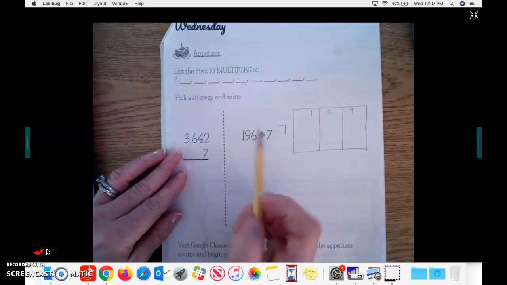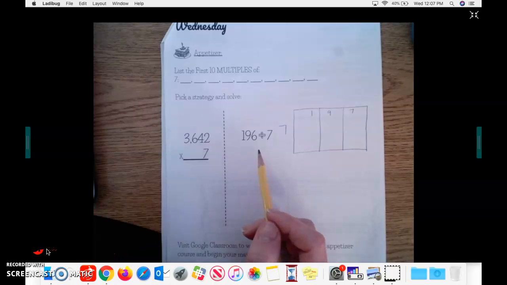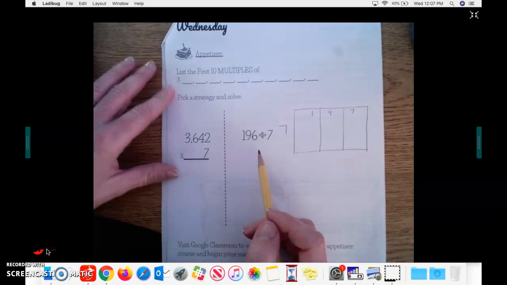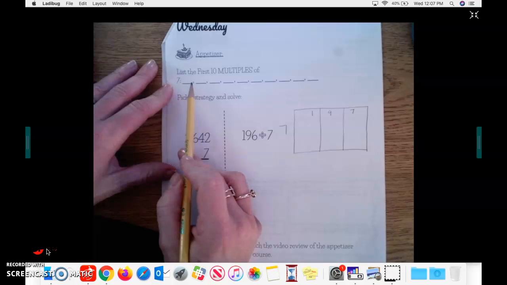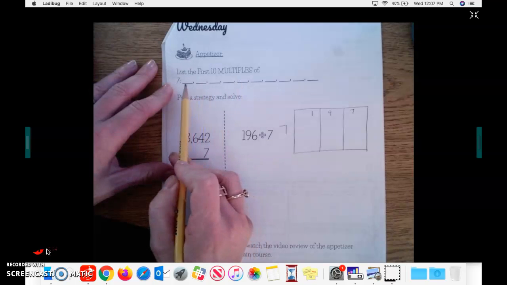Okay, welcome to Wednesday's lesson, and we're going to first start by checking our work that we did on the appetizer. The first thing that you were to do was to list the first 10 multiples of 7. And remember, multiples are where we are actually skip counting by that number.